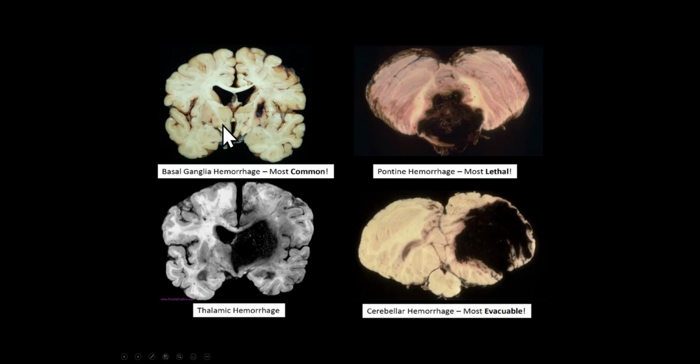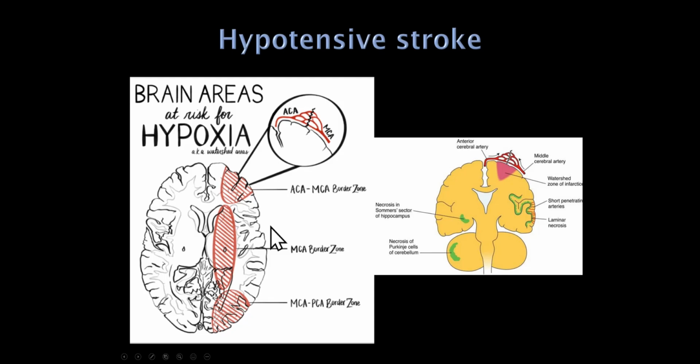Notice the posterior limb of the internal capsule, the putamen's out laterally here, so there we can see the bleed on the other side. And then a thalamic hemorrhage is more medial, which in this case was a very large one, so it certainly extended out to a significant degree.